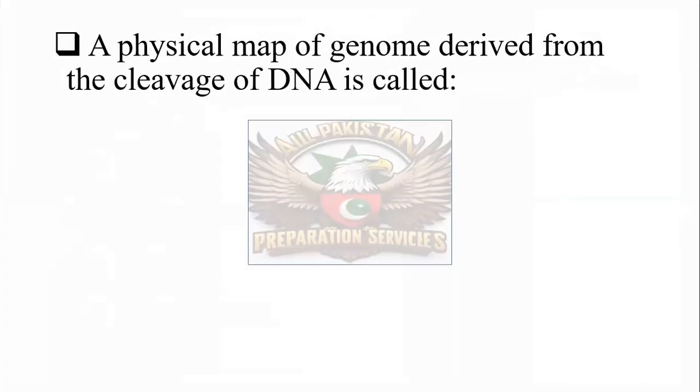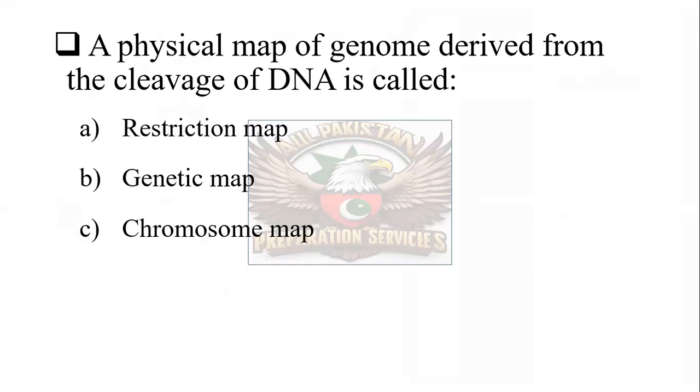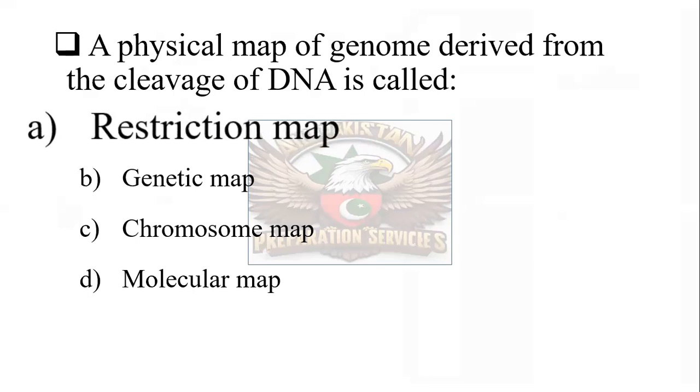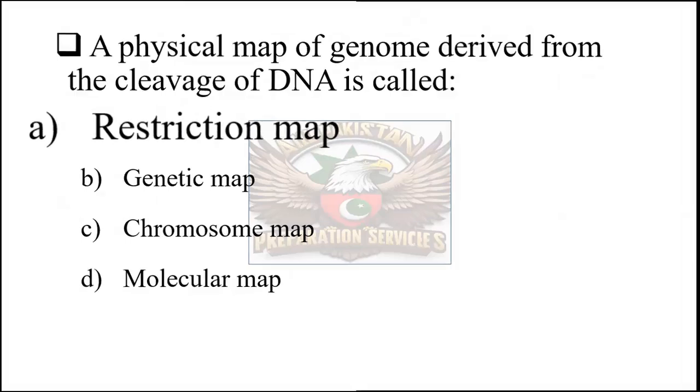A physical map of genome derived from the cleavage of DNA is called restriction map, genetic map, chromosome map, or molecular map? And the correct one is restriction map. A physical map of genome derived from cleavage of DNA is called a restriction map.